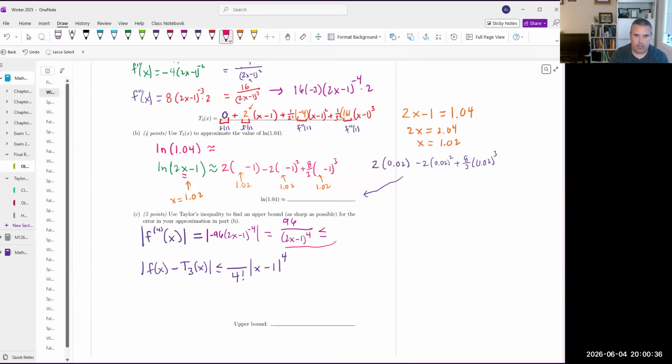So here's Taylor's inequality. I need to find a maximum of the next derivative. I then need to plug in where I'm approximating, and that will give me a number. So basically, I have two things to plug in. The natural question is, we're missing something. What are we missing that we usually are given? Where is the interval?